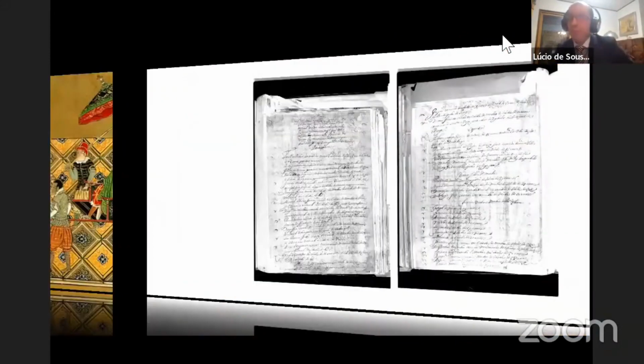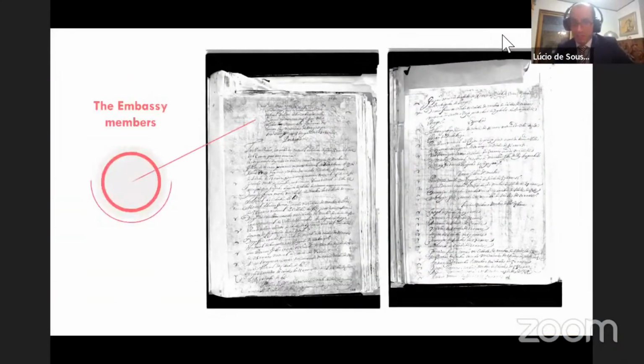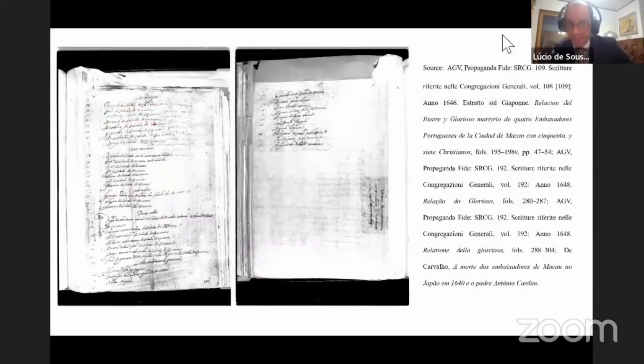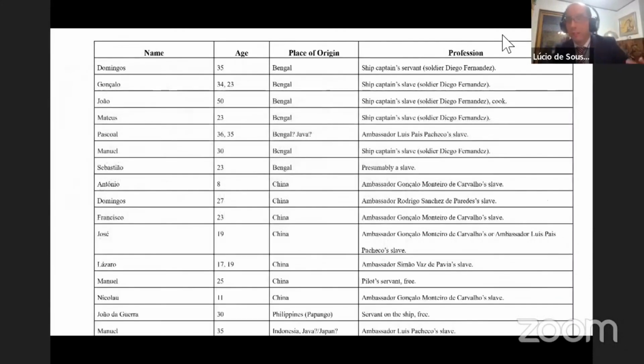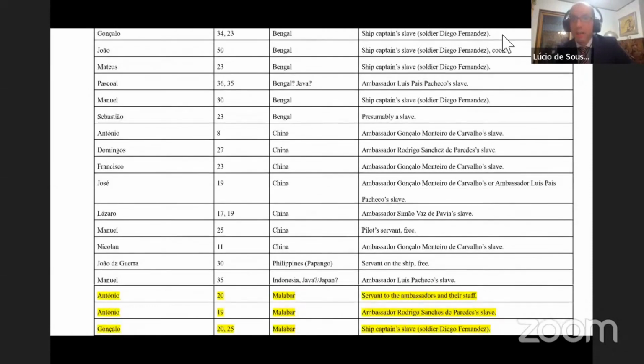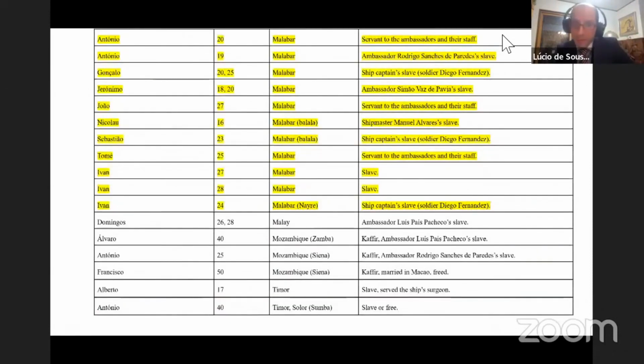So this is one of the lists of this delegation that we can find in the Vatican. But in fact, we have several copies, and we have reports made by some of these invisible people that I'm mentioning to you. Just to give you an idea of the composition of the crew, we have servants from the region of Bengal, from China, Philippines, Southeast Asia, so Indonesia, but many also from Malabar, Malayans, Mozambique, Timor, Solor, so people from everywhere. And also elite from Goa.